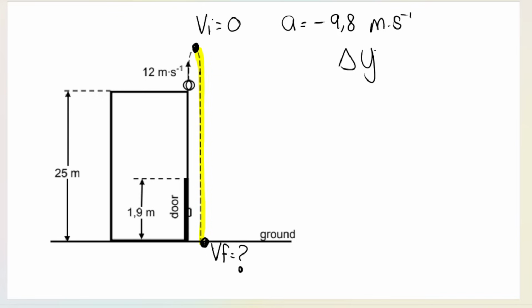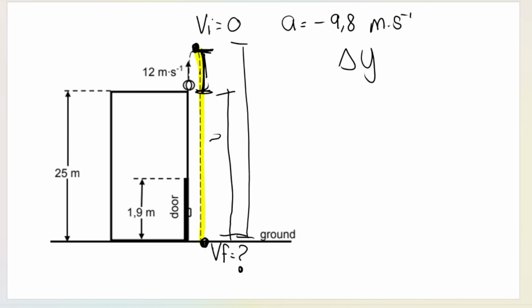And in order to get delta Y, you would have to work out how far this little piece over here is. Because we know that from here to here is 25, but we need this entire piece. So we know that this is 25, but I would need to work out what this is and then add it to 25 to get the entire displacement. And in order to do that, I would need to use the previous information.